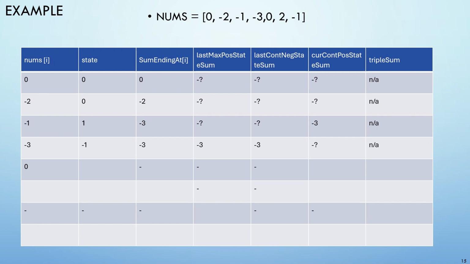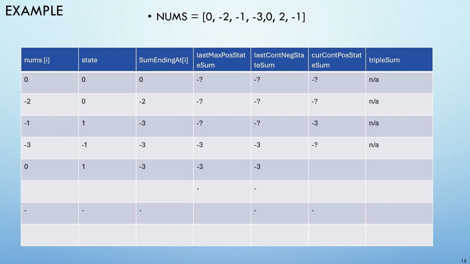Currently we are at a decreasing state, but now we are going into increasing state. That means we'll change the state to 1. The sum ending at I will represent the maximum positive sum ending at the current element, which means 0 plus minus 3, which will be minus 3. The last maximum positive state sum will stay as it is, which is minus 3. The last continuous negative state sum will stay as it is, which is minus 3.